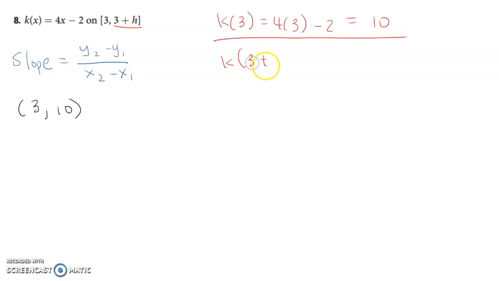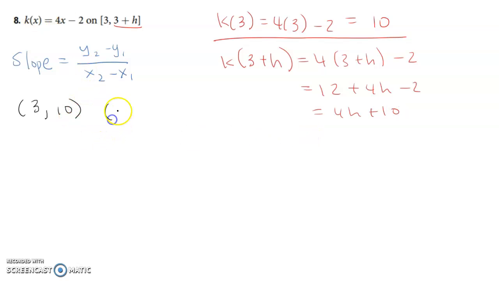So let me plug that in. This will give 4 times (3 plus h) minus 2. So this is going to be 12 plus 4h minus 2, which gives us 4h plus 10. All right, so that's our second point. When our x is 3 plus h, our y value is going to be 4h plus 10.